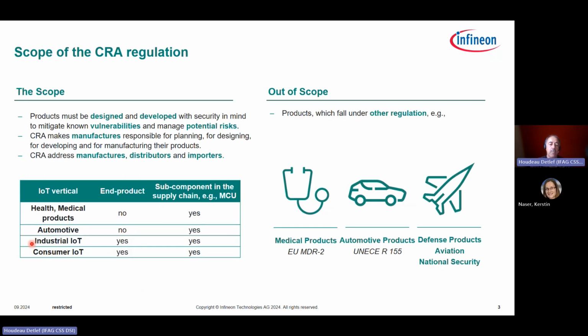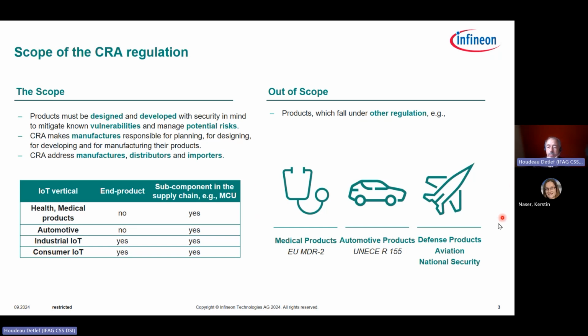What is in the scope of the Cyber Resilience Act? You see on the left side a short table. Health and medical end products are out, but subcomponents in the supply chain are in. Automotive are out, but also subcomponents in the supply chain are in. Industrial IoT means all Industry 4.0 automation parts, and consumer electronics are in.